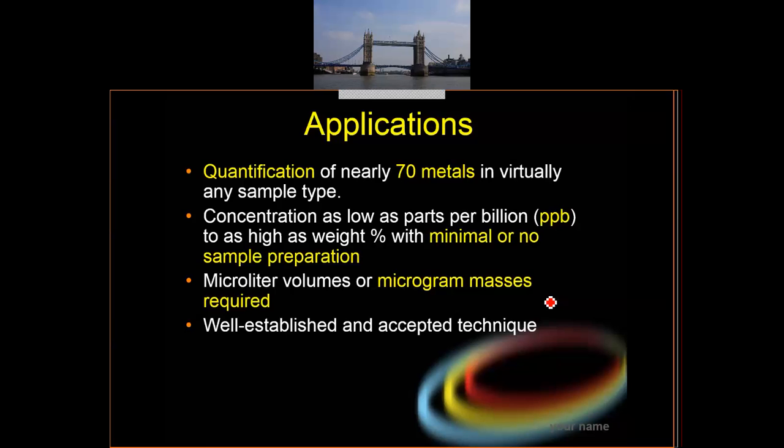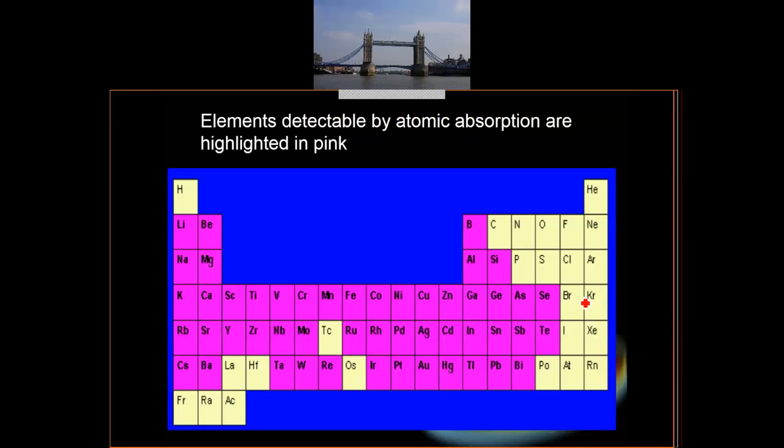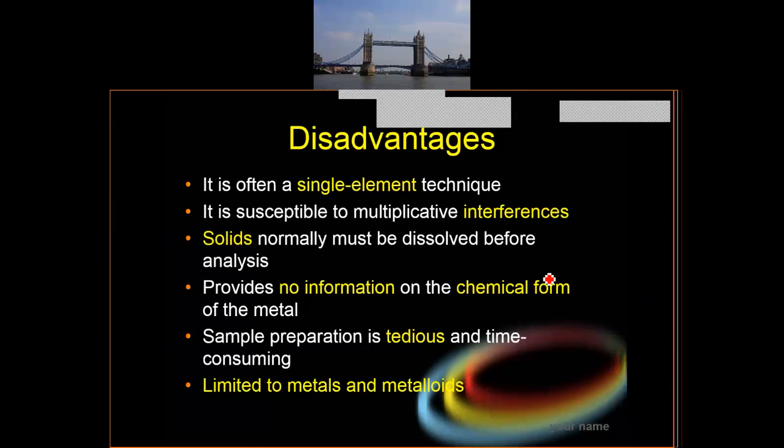So what is the application of AAS? To detect metal atoms, these elements, this type of element. Okay, jadi yang pink ni, yang merah jambu ni, ini yang boleh di-detect lah. Nampak ya, belah sini tak boleh, all this random element cannot be detected. Okay, and these are the advantages.